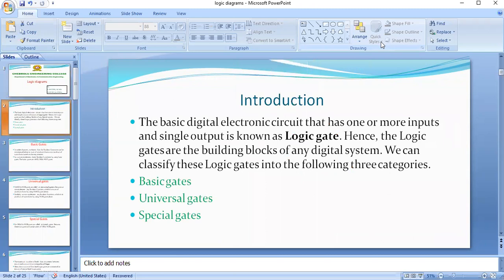First one, introduction. So what is a logic gate? If you want to design a digital circuit, the logic gates are the main building blocks. Actually, these logic gates are classified into three types: basic gates, universal gates, and special gates.